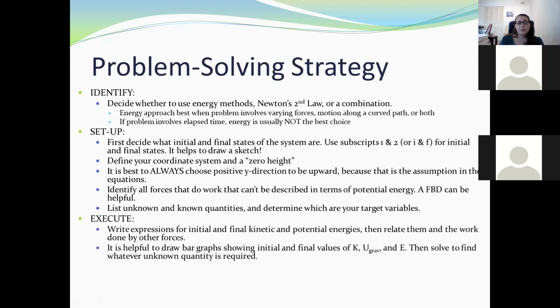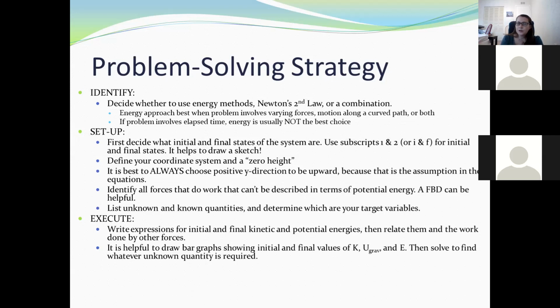To execute the problem, you're going to write the expressions for initial and final kinetic and potential energies. And then we're going to relate those with the work done by other forces, just like we saw previously. It's sometimes helpful to draw bar graphs that show how your energy changes from one kind to another, so from kinetic to potential or potential to kinetic throughout the problem.